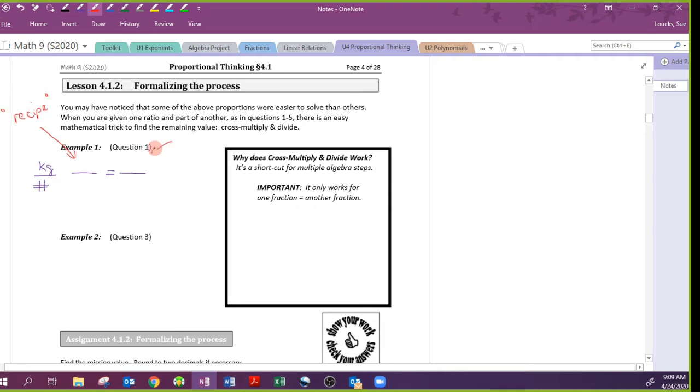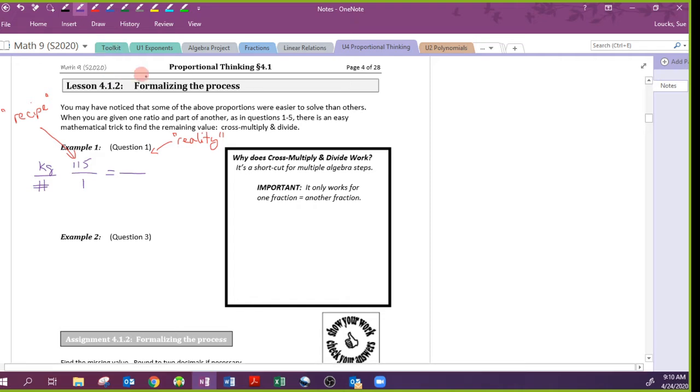And the second fraction is the reality. So what I mean by that is my recipe is that one player weighs 115 kilograms. And I knew where to put the 1 and the 115 because I had written it out in words off to the side. It doesn't matter which one is top and bottom as long as you're consistent. And that's going to be a recurring theme through this whole unit.